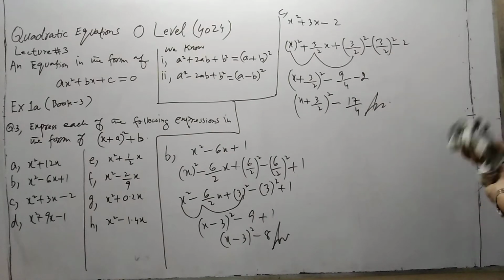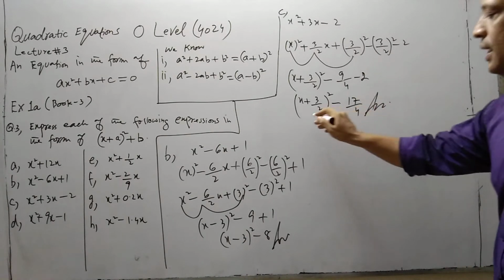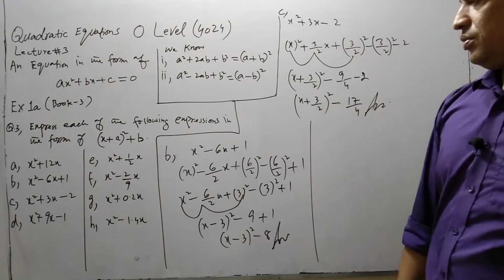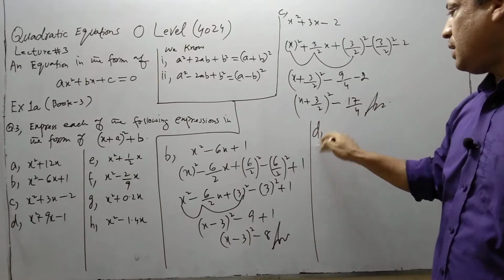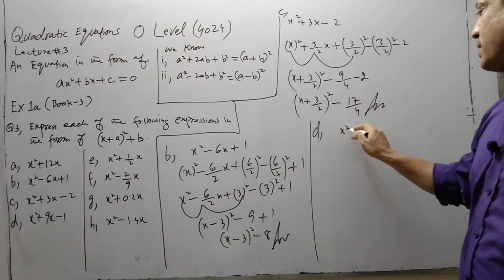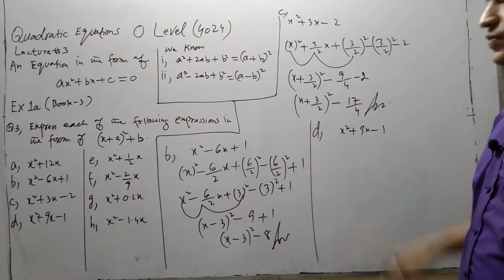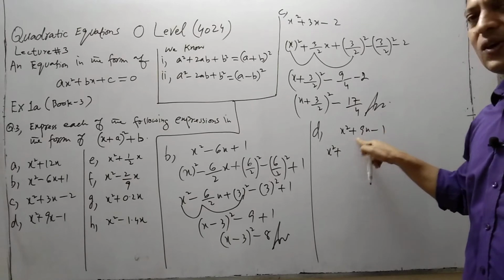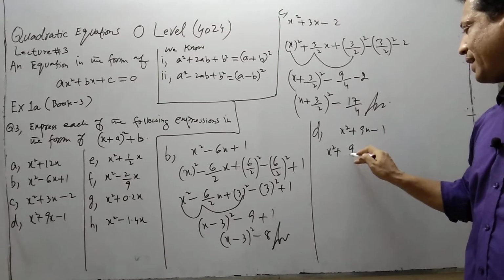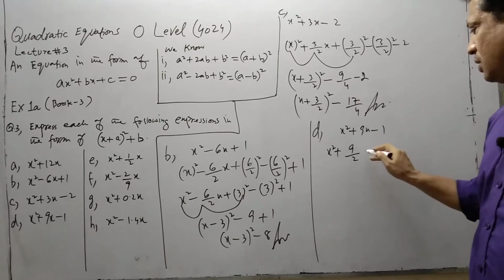Okay, move to the next part. We have done part C, now part D. Part D is x square plus 9x minus 1. Again, x square plus, what is the coefficient of x? 9. Divide 9 by 2.